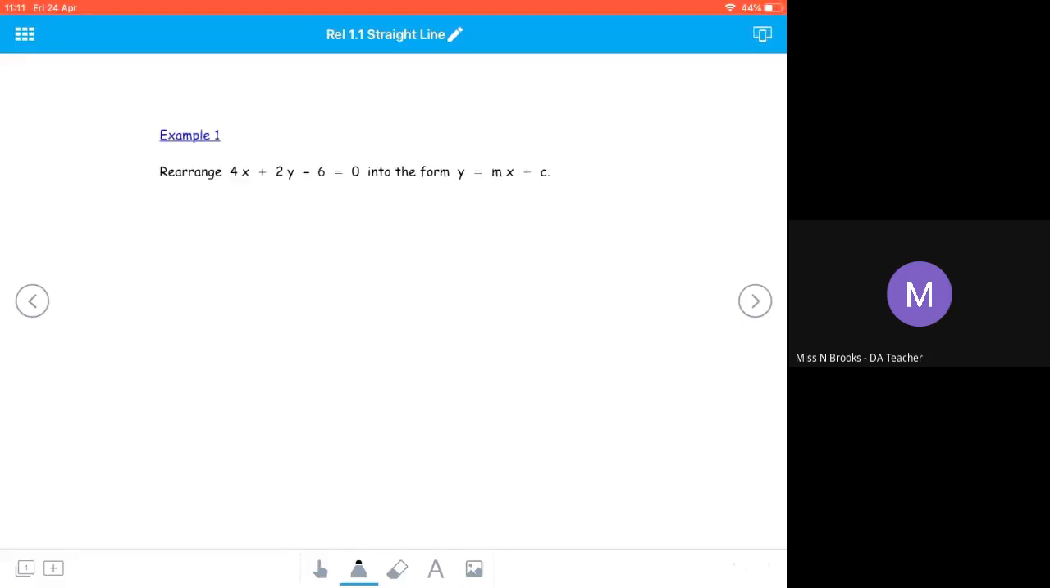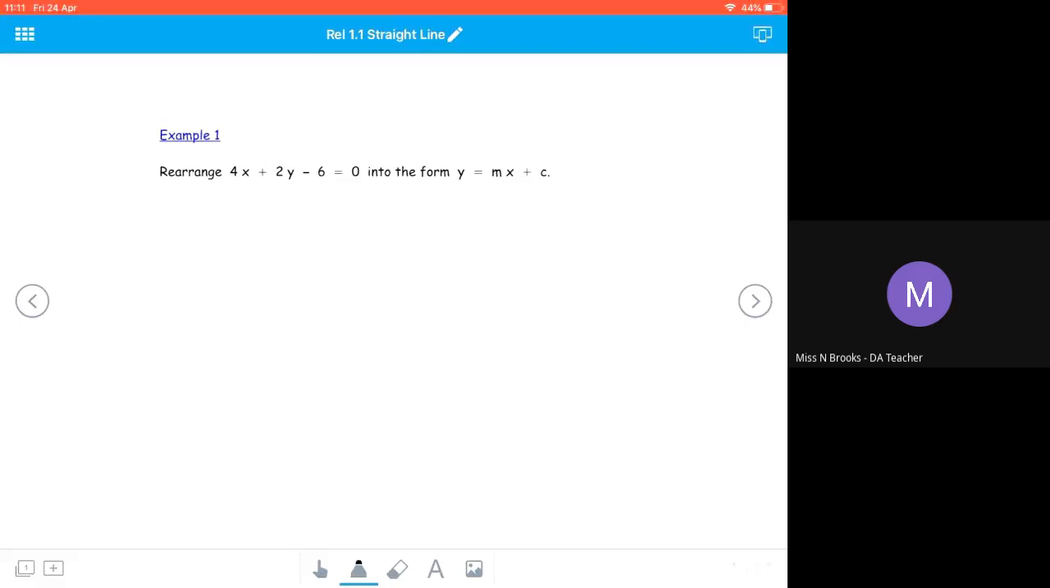We want to rearrange 4x plus 2y minus 6 equals 0 into the form y equals mx plus c. Now, this is changing the subject of the formula to y. So it's the same processes, you're using the inverse processes in order to rearrange this equation to get the x terms and the numerical terms or the constant terms over to the right-hand side of your equal sign. And then you want to isolate y, so you're going to have to divide everything by the coefficient of y in order to get it in the format y equals mx plus c.